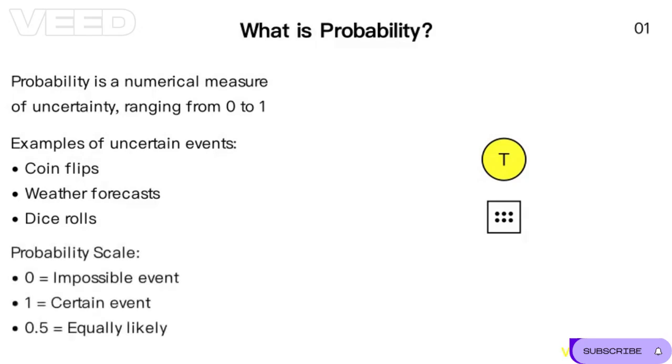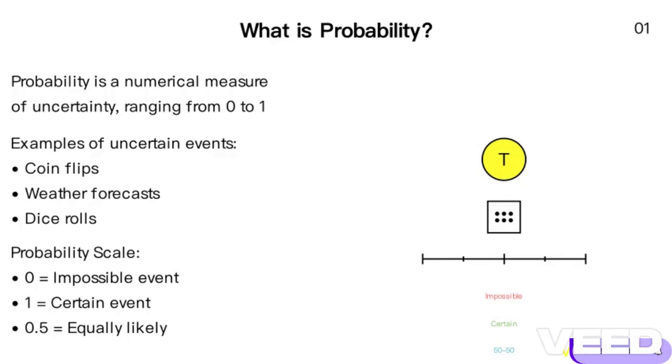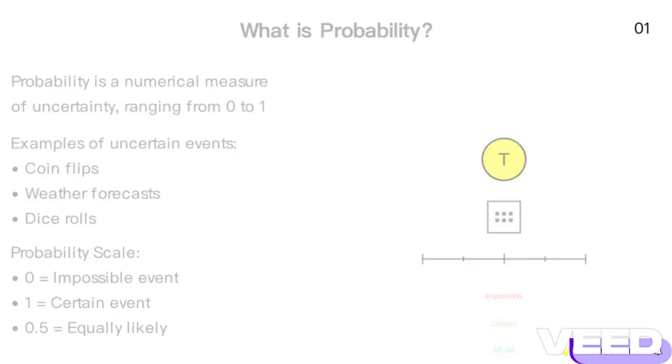Probability is expressed as a number between 0 and 1. 0 represents an impossible event that will never happen. 1 represents a certain event that will always occur. A probability of 0.5 means the event is equally likely to happen or not happen. Understanding probability helps us make informed decisions under uncertainty. It provides a mathematical framework for analyzing random events and calculating the likelihood of different outcomes.